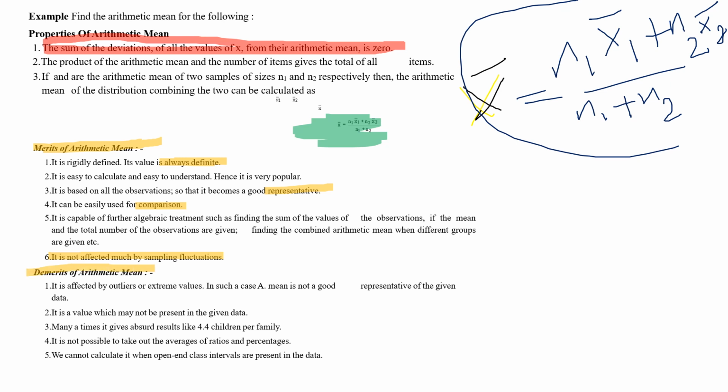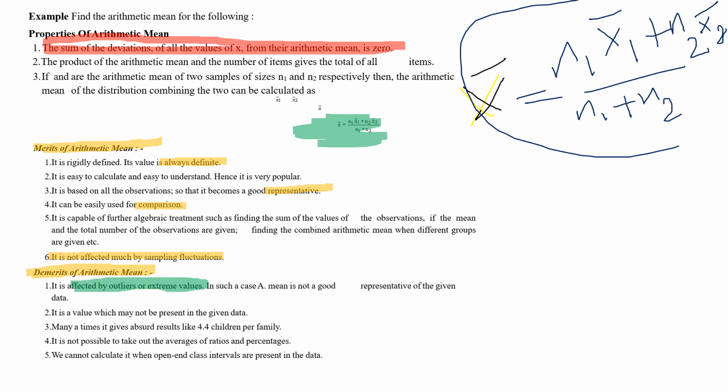Demerits of the arithmetic mean. Here we can see that it is affected by outliers or extreme values. In such a case, the mean is not a good representative of the given data.